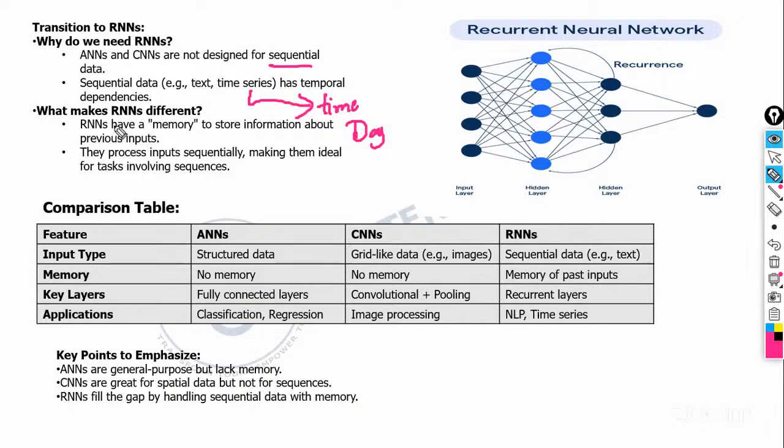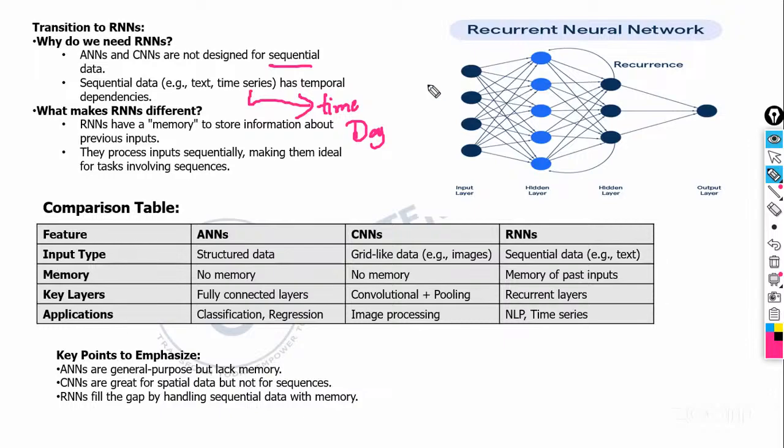And what is making RNNs different? Apart from CNNs and ANNs, what is the unique feature that RNN has? RNN is going to have a memory, which is useful to store the information about the previous inputs. Whatever inputs you pass in CNNs and ANNs, there is no component called memory, and this memory is available in RNNs, recurrent neural networks, and it is responsible for storing the information of the inputs.